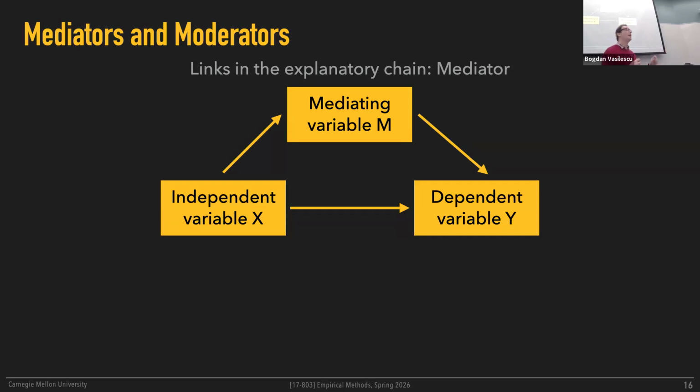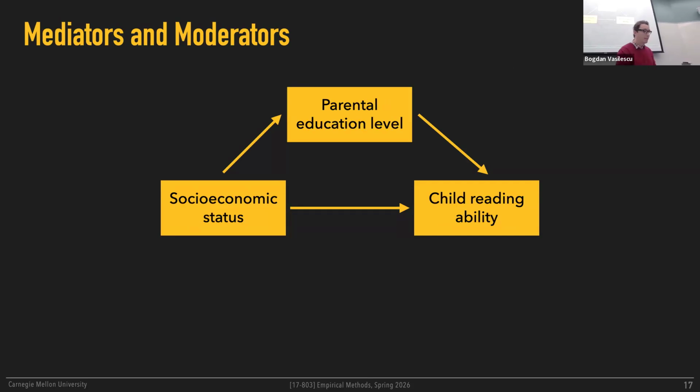So in other words, the effect of x on y may be some of it may be direct, or none of it may be direct, right? But some of it goes through this mediator m. So here's a concrete example to make this hopefully more intuitive.